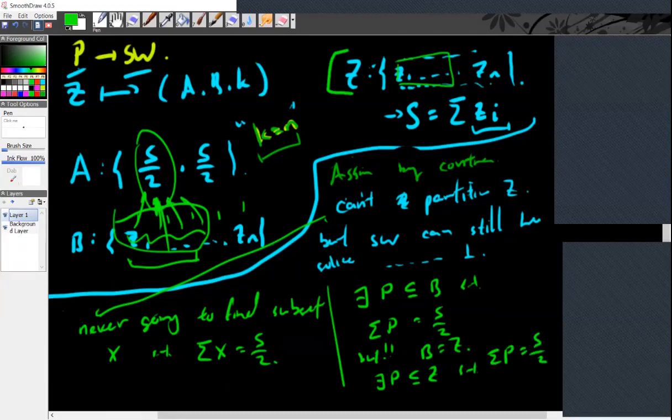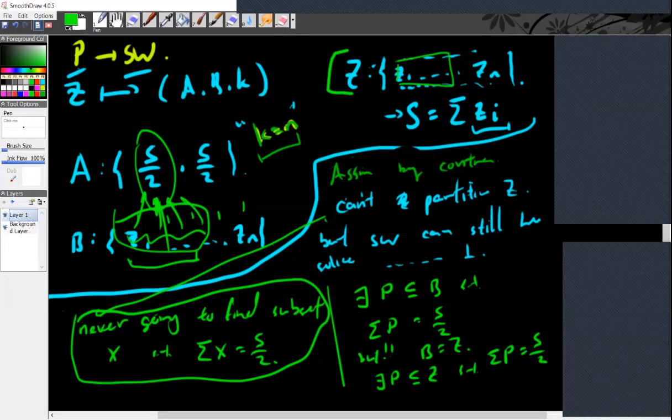All right. Well, this is a contradiction, right? Because I already concluded that we were never going to find such a subset such that we could sum to S over 2. Now all of a sudden, if splitwise is solvable, such a set exists. That's a contradiction, right? So if you cannot partition the original input, you cannot solve the splitwise problem. So no implies no.